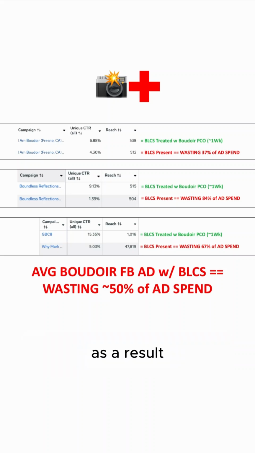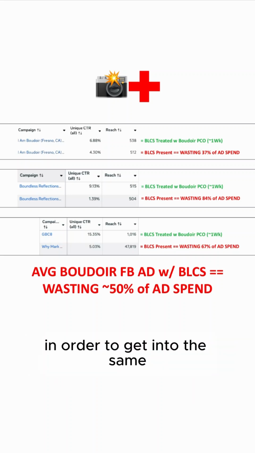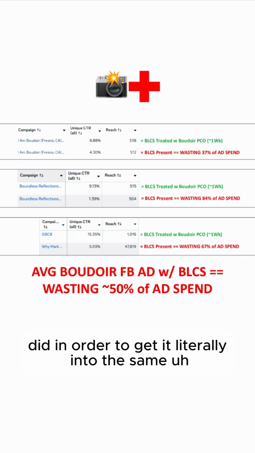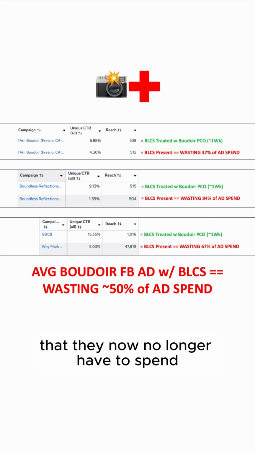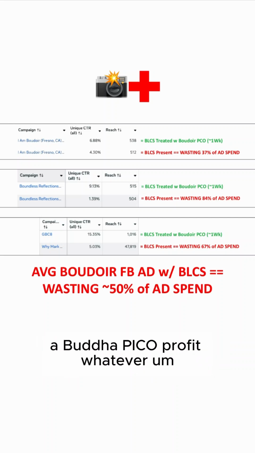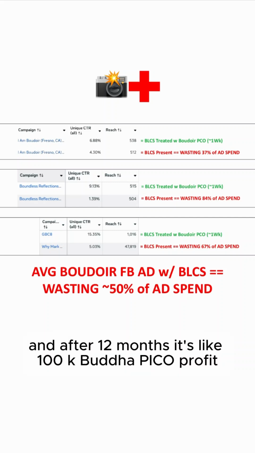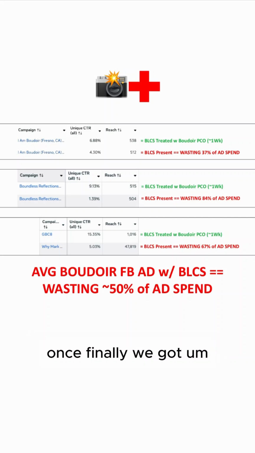Being wasted. As a result, if they were spending 10 grand a month on that original ad, we now only need to spend 1.6 grand per month on the Boudoir Pico treated ad to get it literally into the same number of women's brains. And that difference, that $8,400 a month they no longer have to spend, they pocket every single month. It stays as a phantom profit, a Boudoir Pico profit. After 12 months, it's like 100K of Boudoir Pico profit, literally by having Boudoir Pico treatment once.